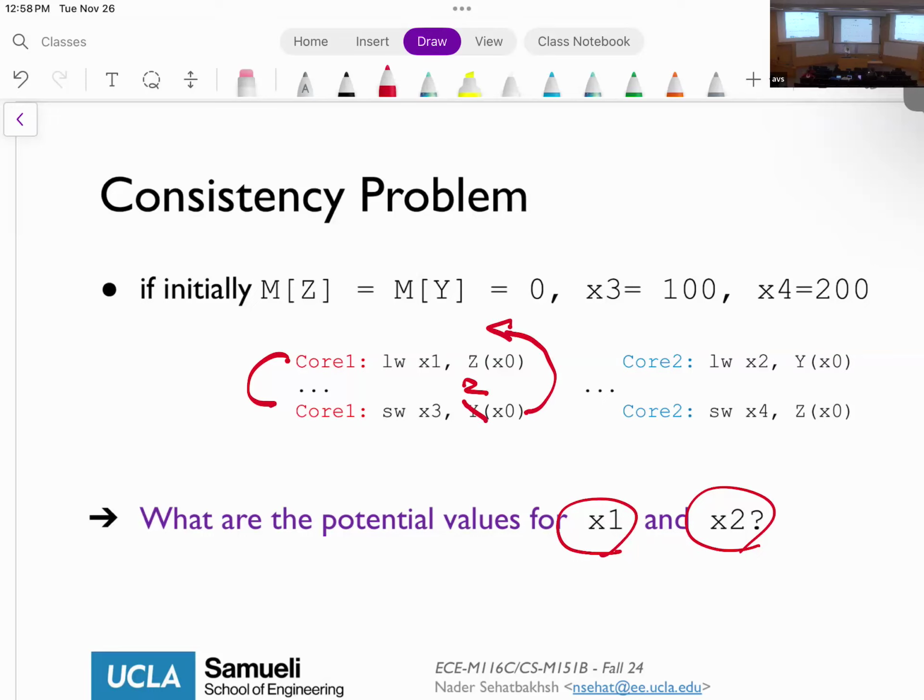But here, what I'm showing you is that y and z are two independent addresses.